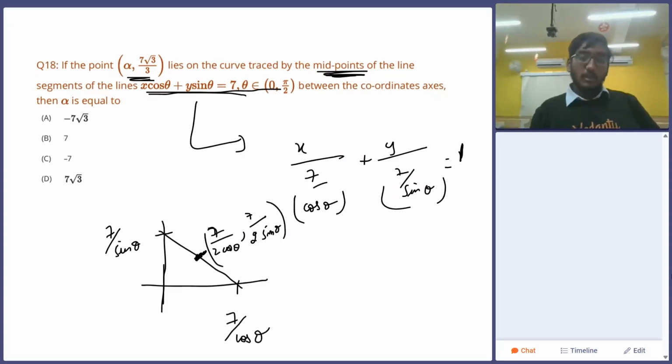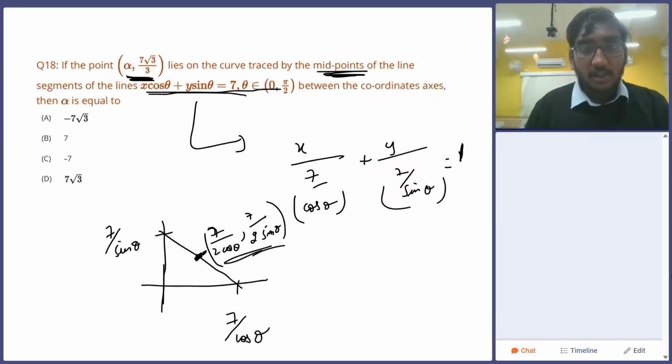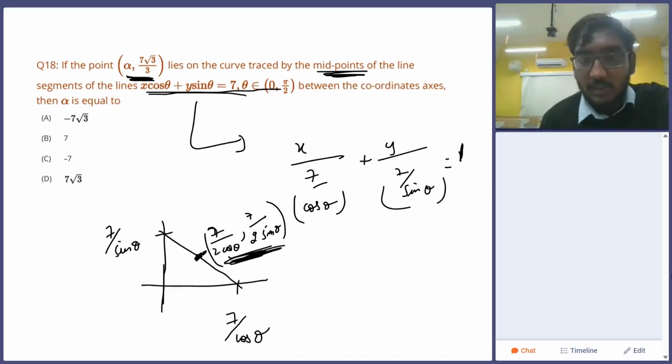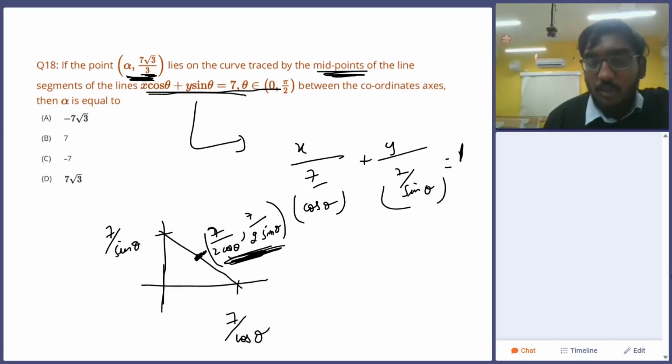And one more thing you will observe is, we just determined this, and they are giving that the point lies on this particular midpoint curve. There will be a curve traced by collecting all the midpoints as per the variation of theta, right? And it's known that the point (alpha, 7 root 3 by 3) lies on this curve tracing all the midpoints. Okay, so let's take this as the parameter of that curve, the parametric form of that particular curve. Any coordinate can be denoted in this form: 7 upon 2 cos theta comma 7 upon 2 sin theta. Okay, so you already know the y coordinate. You have to determine the x coordinate.